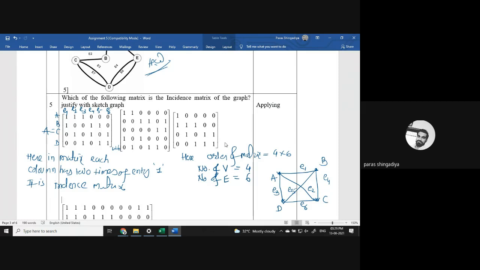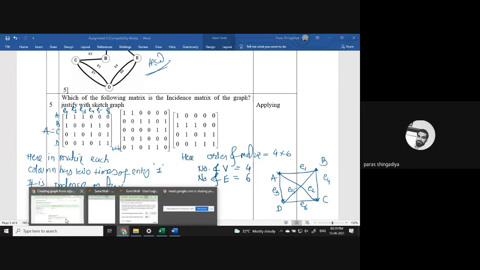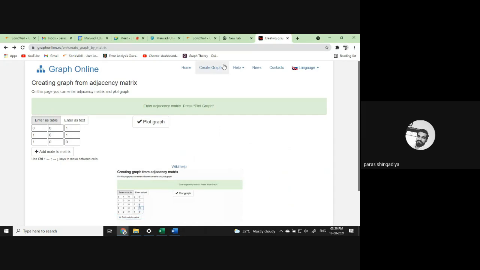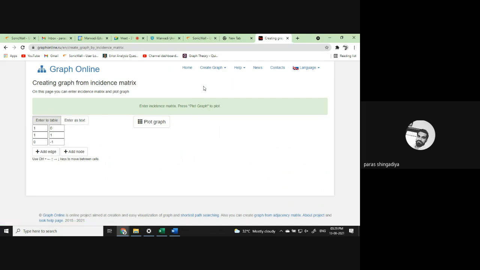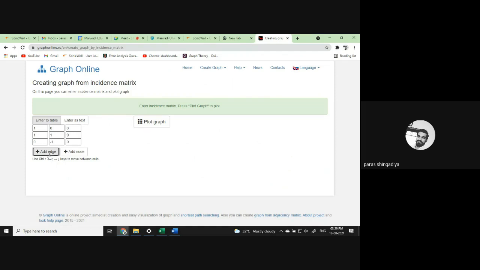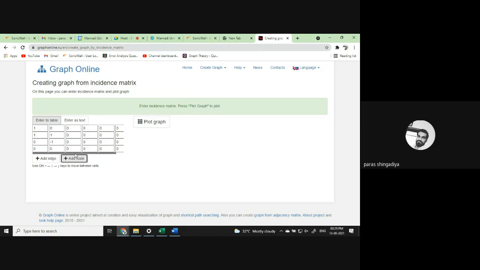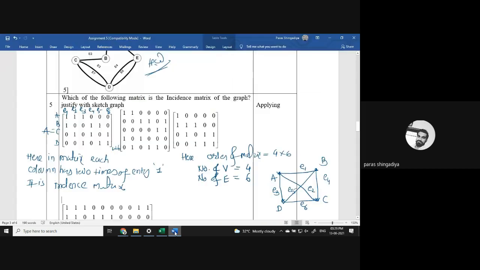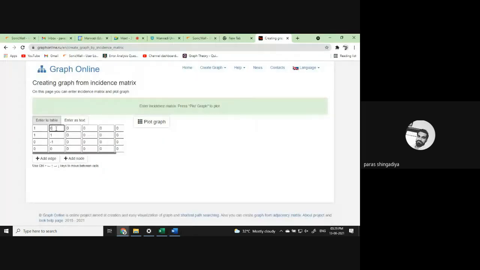We can also verify this graph by using an online graph tool. Here the incidence matrix data is given. So create a graph, choose the incidence matrix, and then store the data of the incidence matrix. In the first matrix we have a 4 by 6 matrix, 4 rows and 6 columns. So add edges up to 6, and we need 4 vertices. Let's fill the entries as given. The first row has three 1s and the rest are 0.